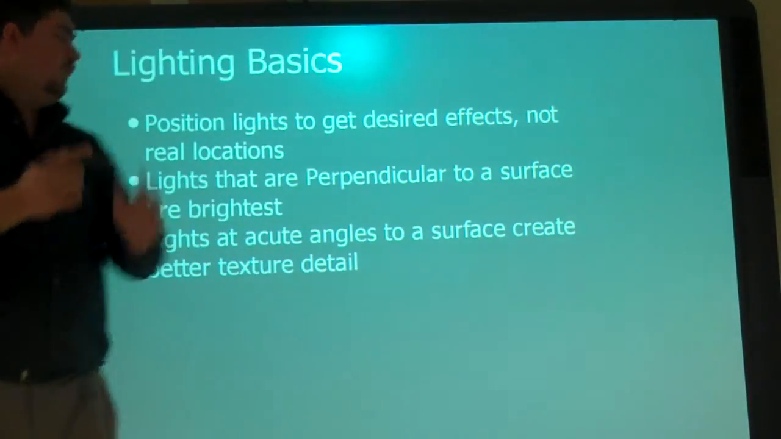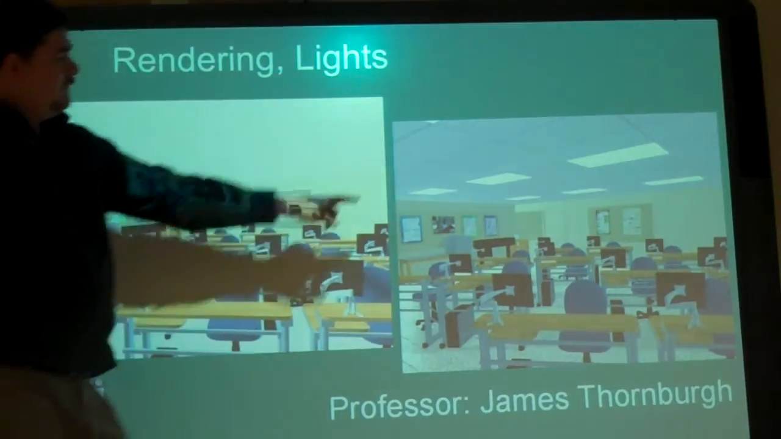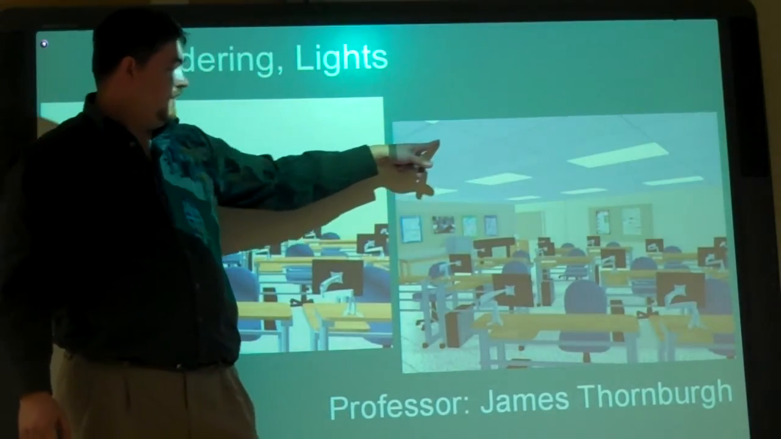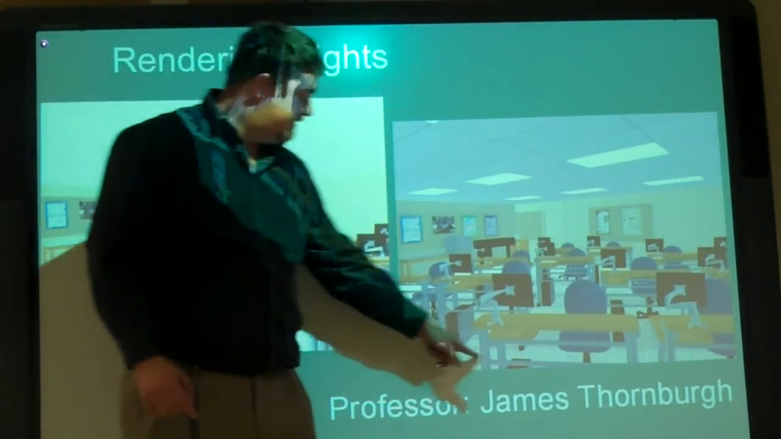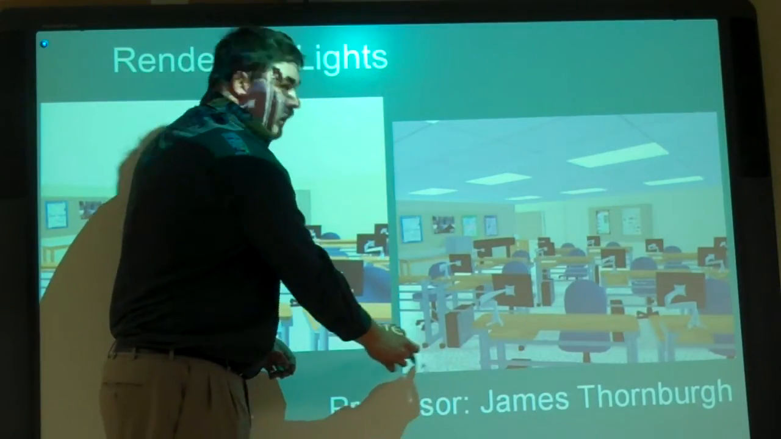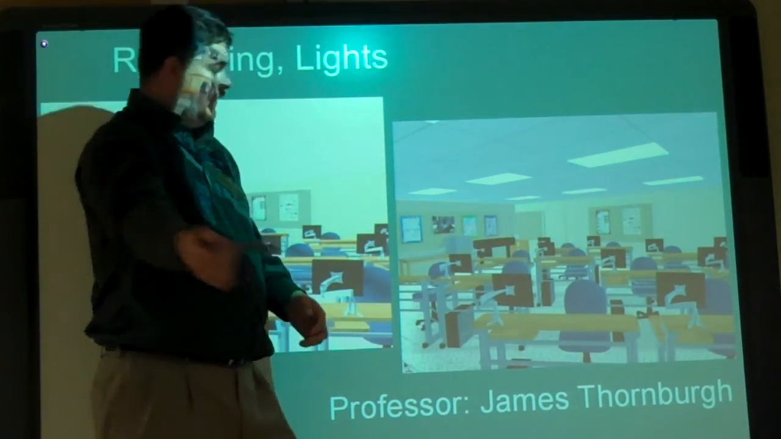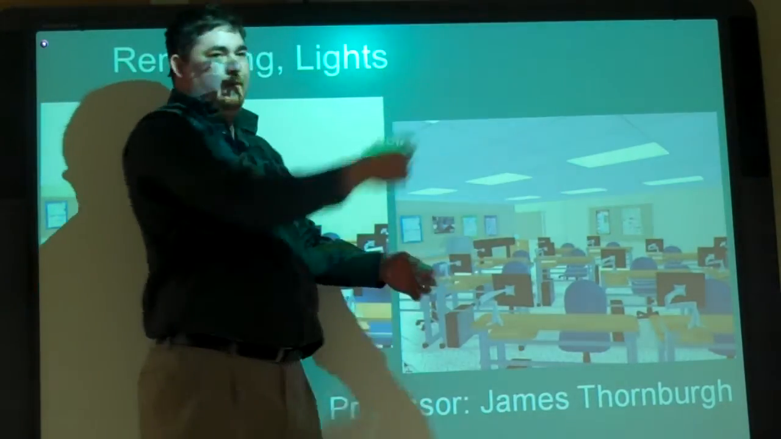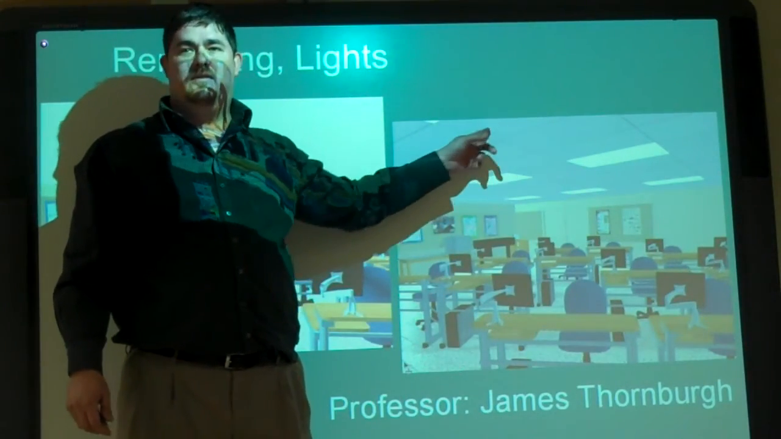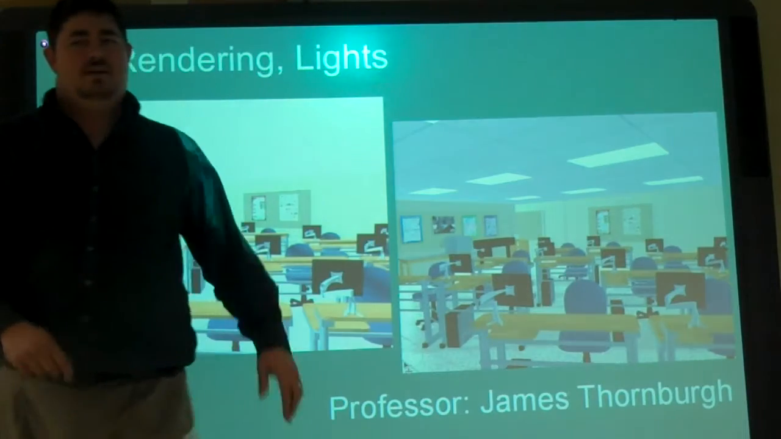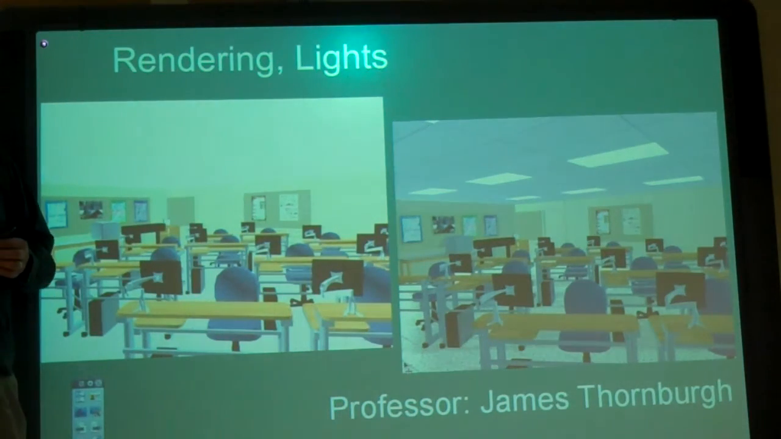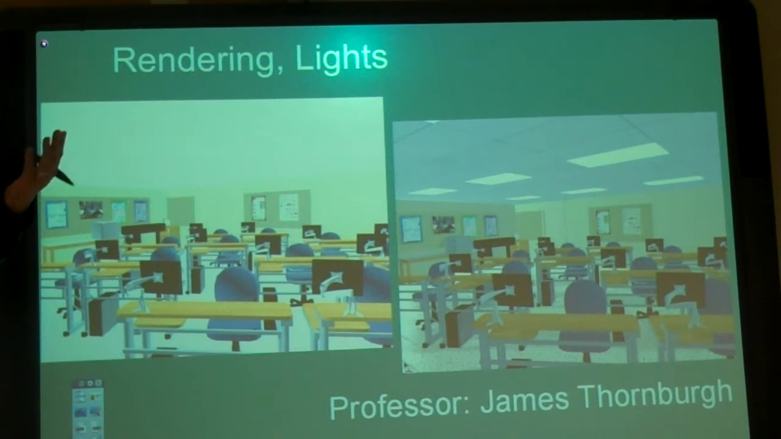So you have to kind of see what you want. Like up here, I wanted to be able to see this texture. I wanted to be able to see the lines in the floor. And so I add lights at real acute angles to it to cast those shadows. Or else you can't see any of the texture. Okay? So you have to make that mix between making it straight at it so you can see it, making it acute so you can see some texture, and also where your camera is matters also.